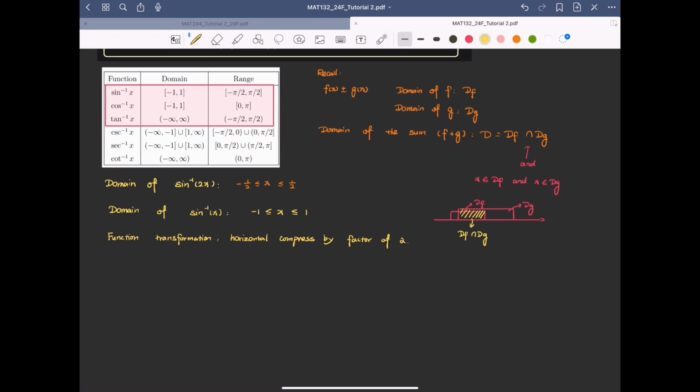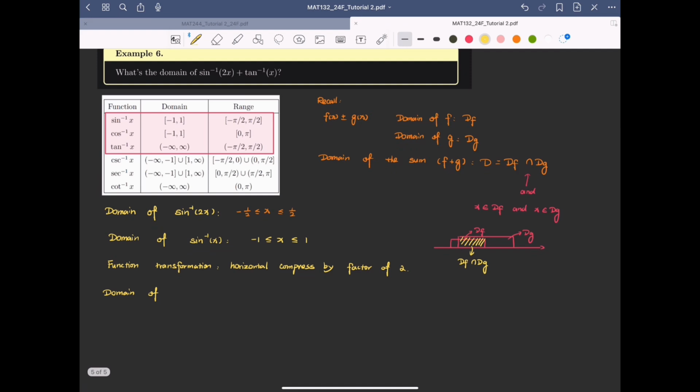And now I have the domain of the other one, tangent inverse x. From the table, we know that it's negative infinity to infinity. So now my total domain will be the intersection. Let's write it in interval notation: negative 1 over 2, comma 1 over 2, intersect with negative infinity to infinity.